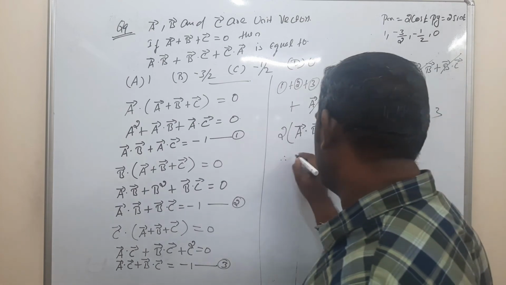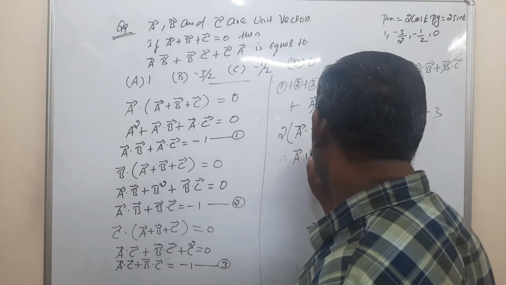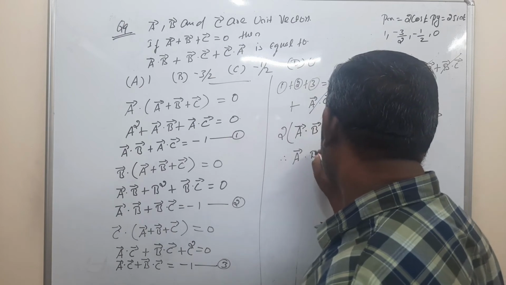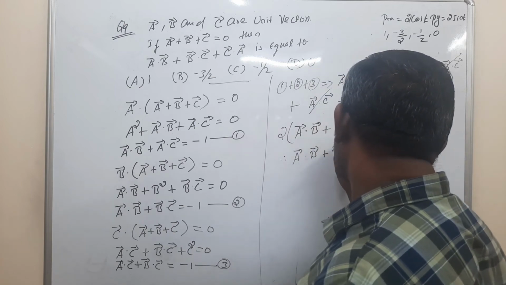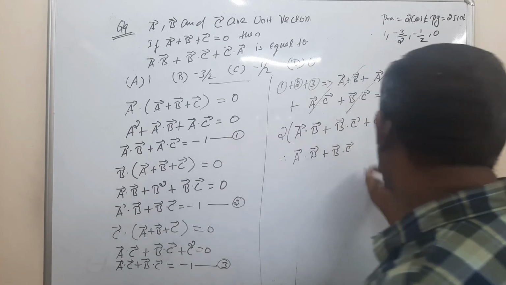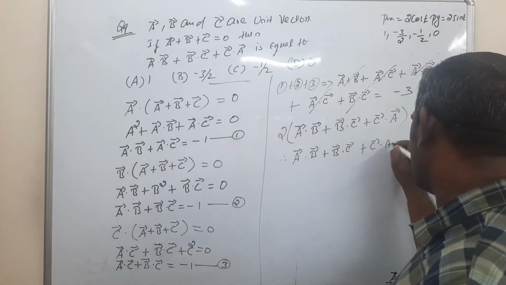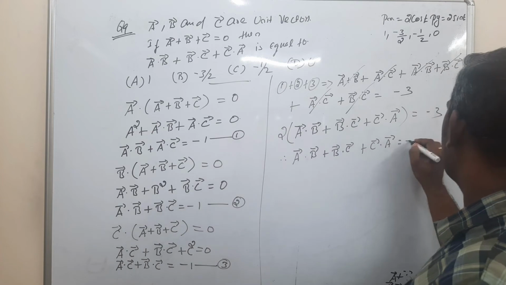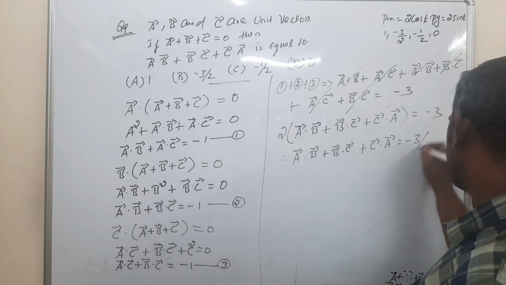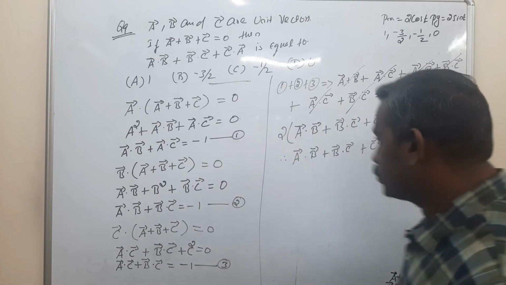So therefore A vector dot B vector plus B vector dot C vector plus C vector dot A vector is equal to minus 3. This 2 comes this side, so minus 3 by 2.